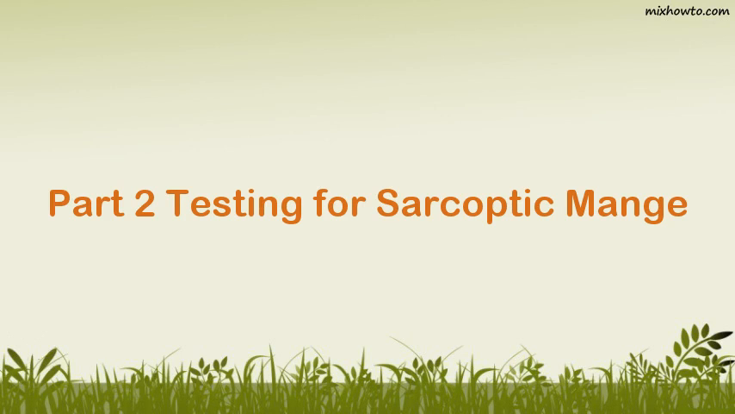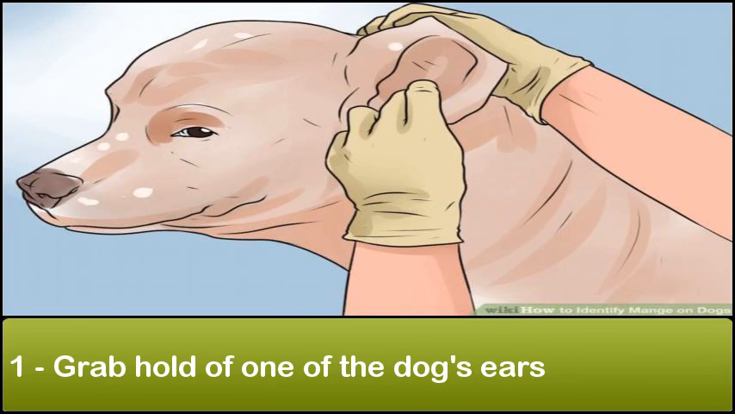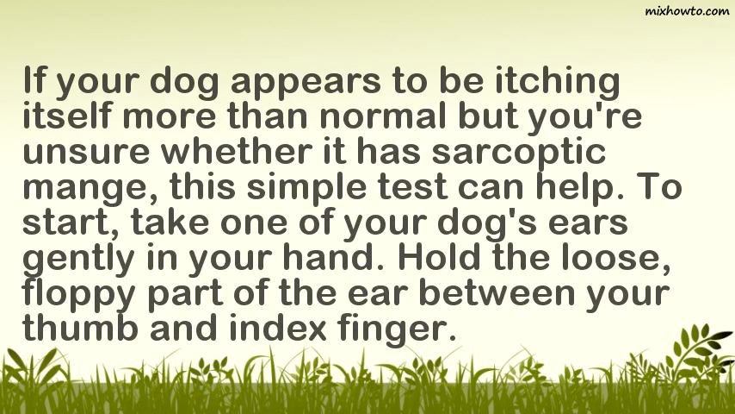Part 2: Testing for sarcoptic mange. 1. Grab hold of one of the dog's ears. If your dog appears to be itching itself more than normal but you're unsure whether it has sarcoptic mange, this simple test can help. To start, take one of your dog's ears gently in your hand. Hold the loose, floppy part of the ear between your thumb and index finger.